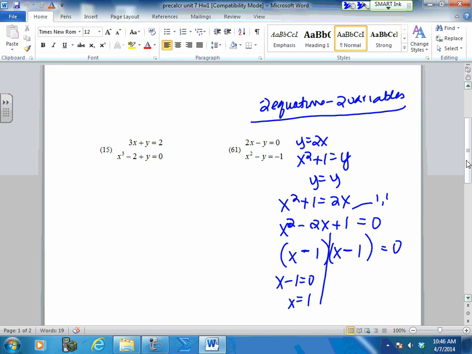What does that tell us about our parabola and a line? It only touched once. A parabola and a line can touch 0, 1, or 2. So since we got the same x value for both, it only touched once. It was tangent to that parabola. But now we need to find a y.